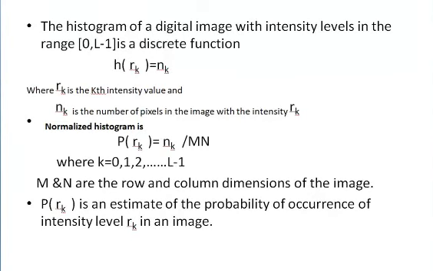Okay, so now here P of Rk is equal to Nk by MN. So M and N are the row and column dimensions of the image, and P of Rk is an estimate of the probability of occurrence of intensity level Rk in an image, right? So remember these two formulas to represent the histogram. The first one is H of Rk is equal to Nk. The second one is P of Rk is equal to Nk by MN. So here also you just draw the histogram between P of Rk versus Rk, otherwise Nk by MN versus Rk, right?